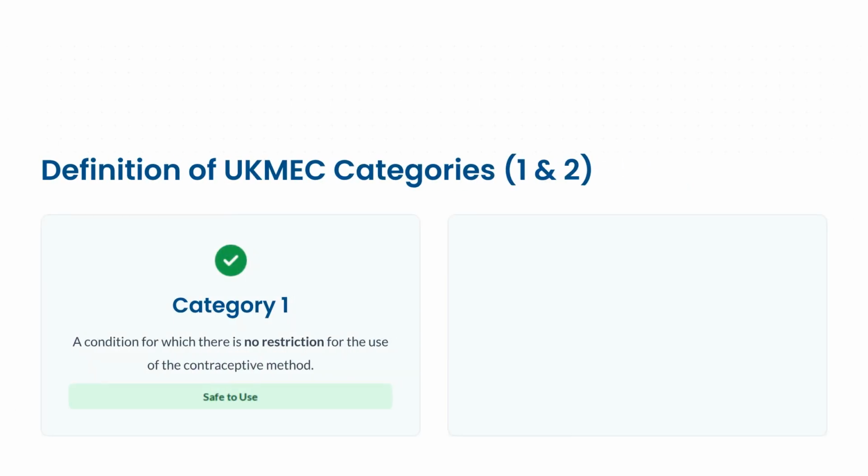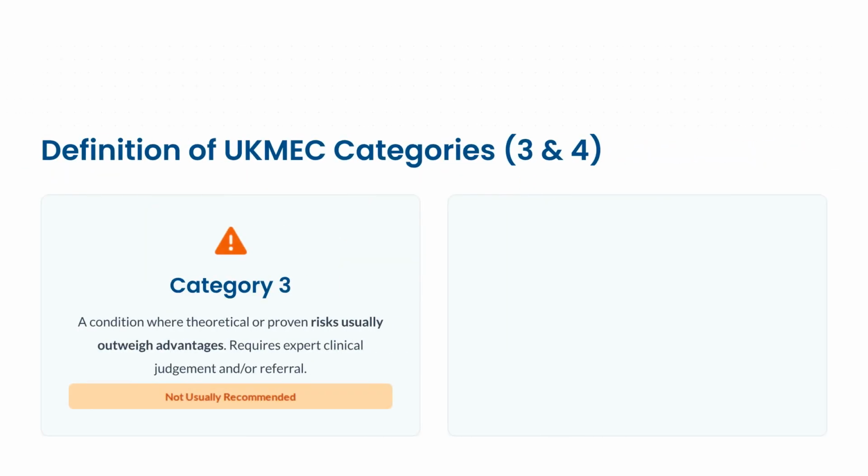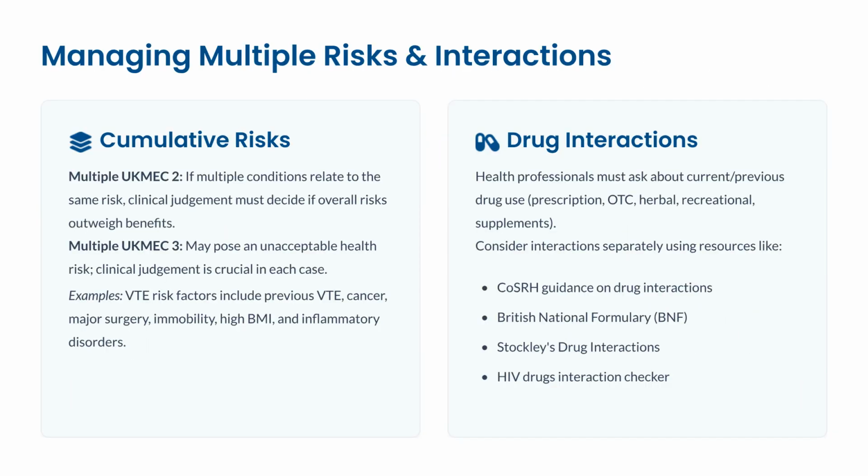Categories 1 and 2 define conditions where there is no restriction on use, or where the advantages generally outweigh the risks. Categories 3 and 4 represent more serious cases, where risks usually outweigh advantages, or where the health risk is considered unacceptable. When managing multiple risks or potential drug interactions, clinicians must carefully weigh the total risk and consult appropriate resources.